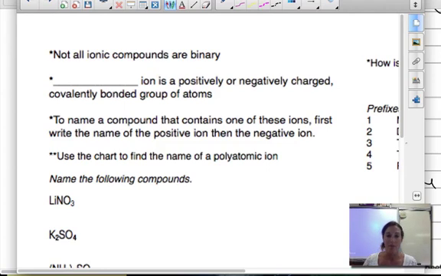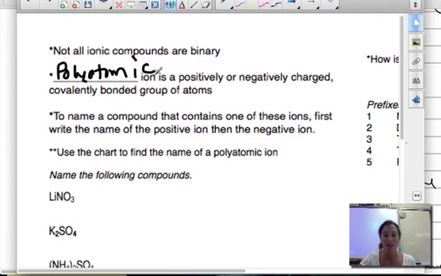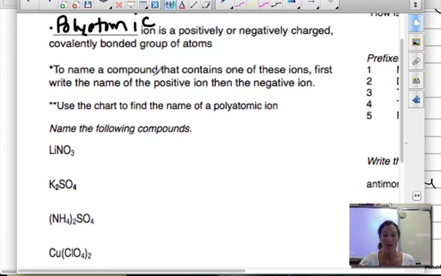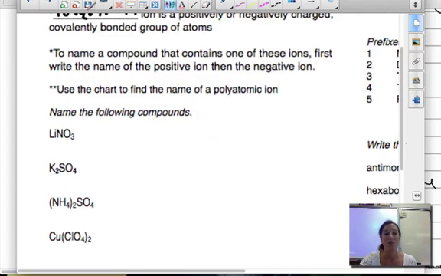Not all ionic compounds are binary. A polyatomic ion is a positively or negatively charged, covalently bonded group of atoms. To name a compound that contains one of these ions, first you write the name of the positive ion and then write the name of the negative ion. You are supposed to have picked up the chart that is the name of polyatomic ion. So let's look at this. Name the following compounds.